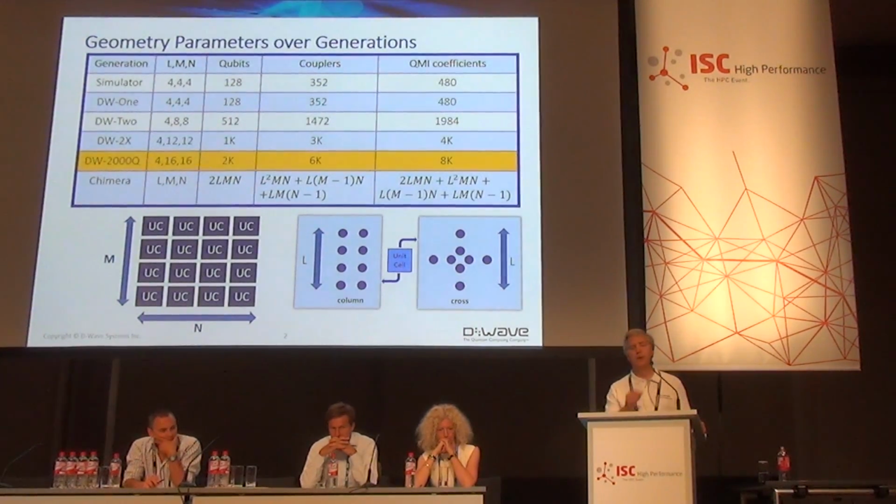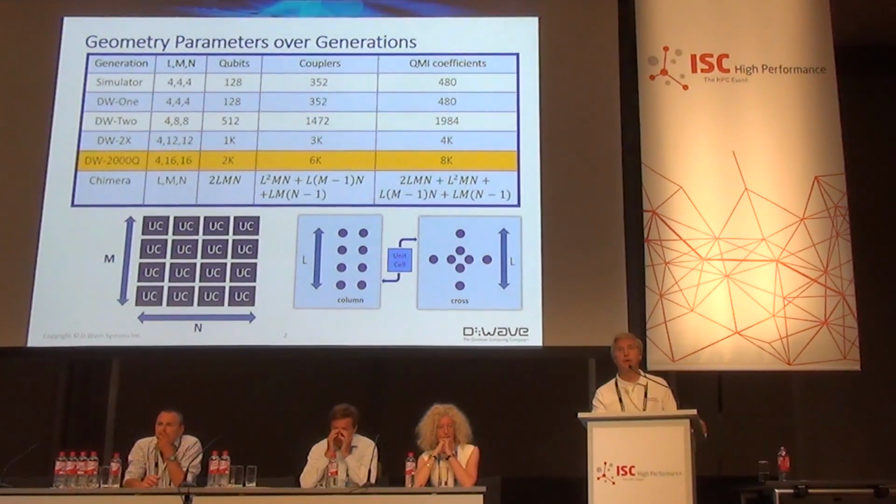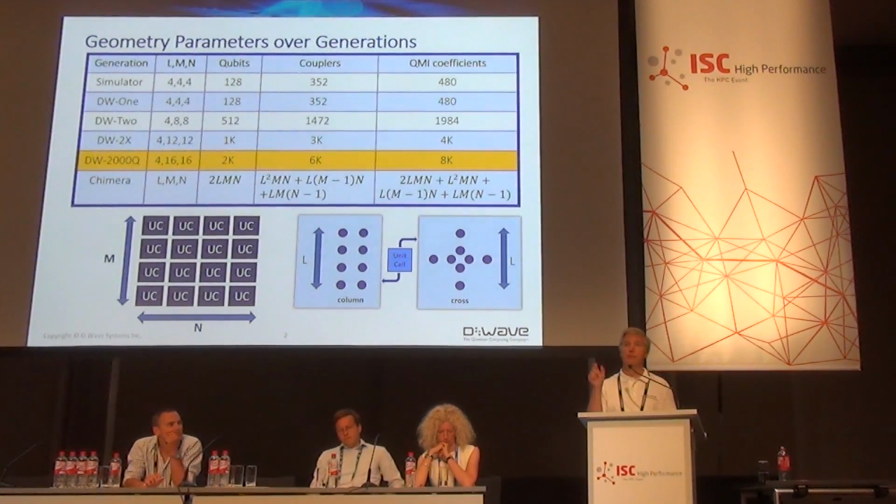A couple of years later, we went up to the D-Wave 2, which was 512 qubits. 2 years ago, we introduced the D-Wave 2X, that was 1152 qubits, and then at the beginning of this year, we introduced the D-Wave 2000Q, which has 2048 qubits. And I give some formulas here that allow you to compute the exact number of qubits in our system as a function of the so-called geometry parameters. The geometry parameters just tell you the size of a square grid of these unit cells, and each unit cell has 8 qubits in it.